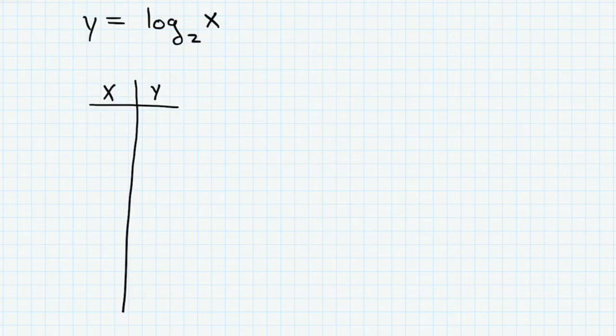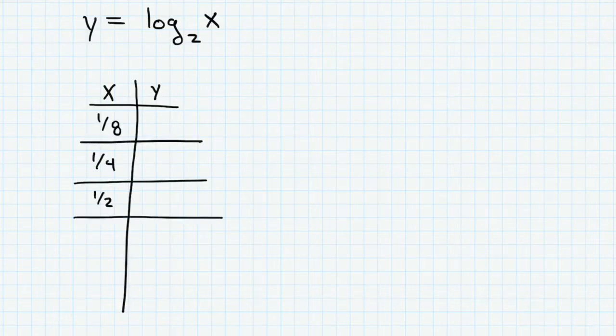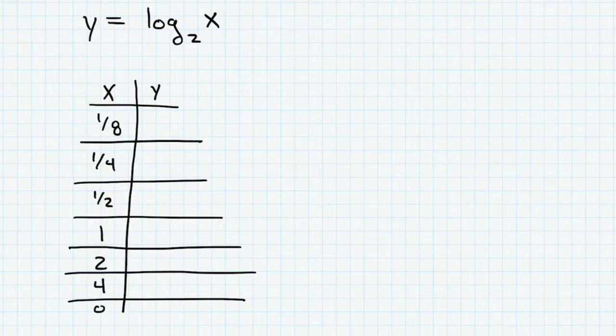So for my x values, I'm going to start at 1/8, and then I'm just going to double as I go up. So 1/8, 1/4, 1/2, 1, 2, 4, and 8. So all of these x values are powers of 2.